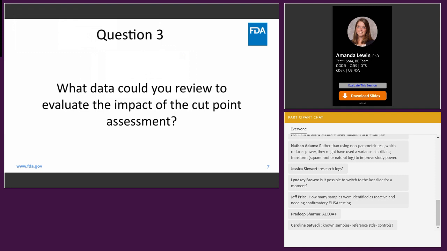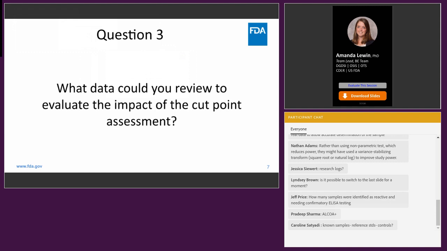Let's see. See how many samples were identified as needing confirmatory. So I think you're pointing out there any additional samples that might need to be moved on. It's a good thought. Looking at known samples, reference standards, controls. Just good thoughts coming in here.